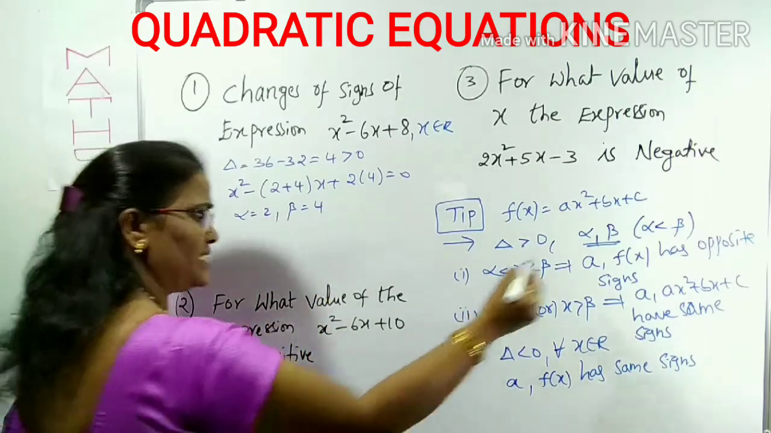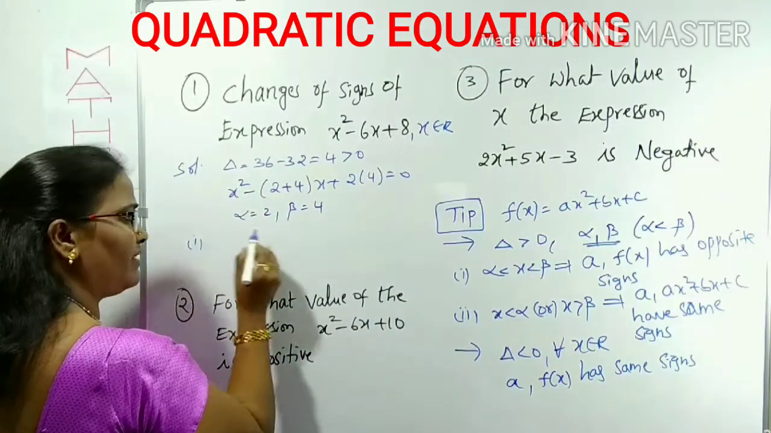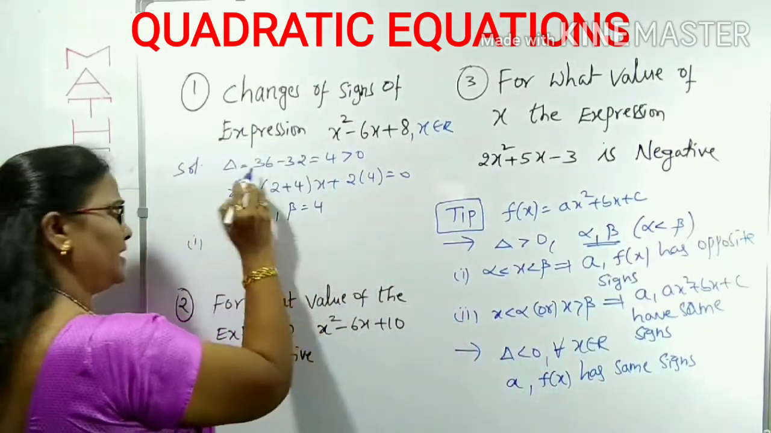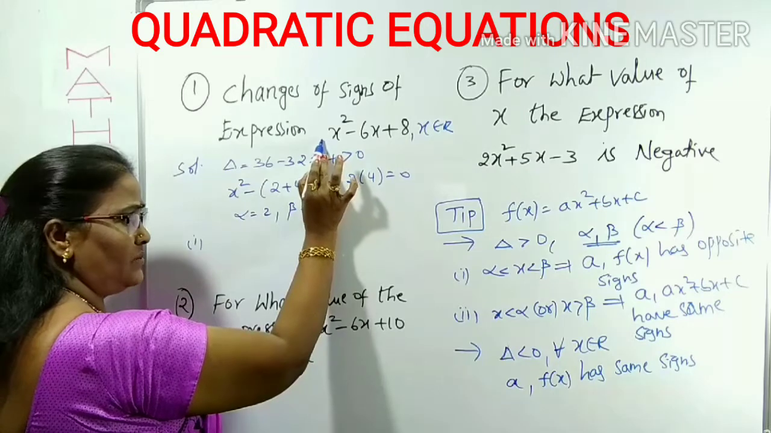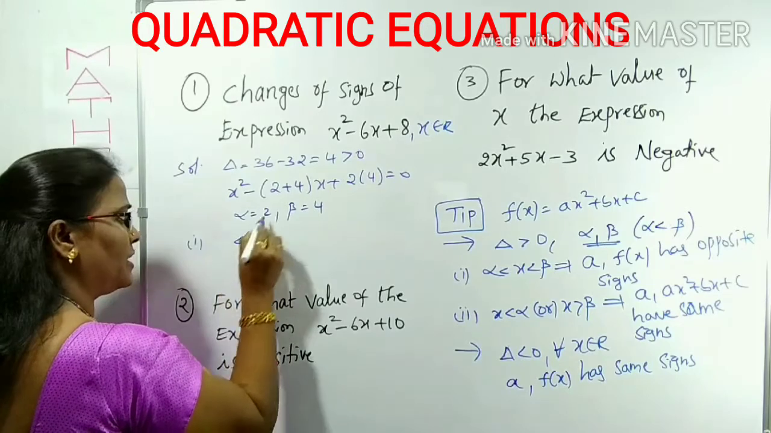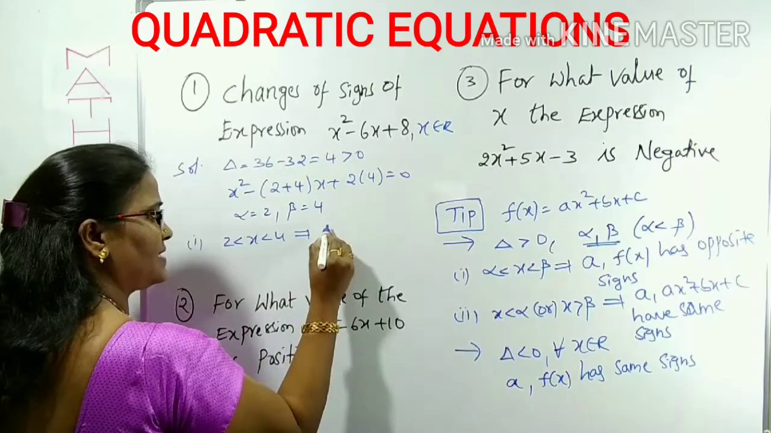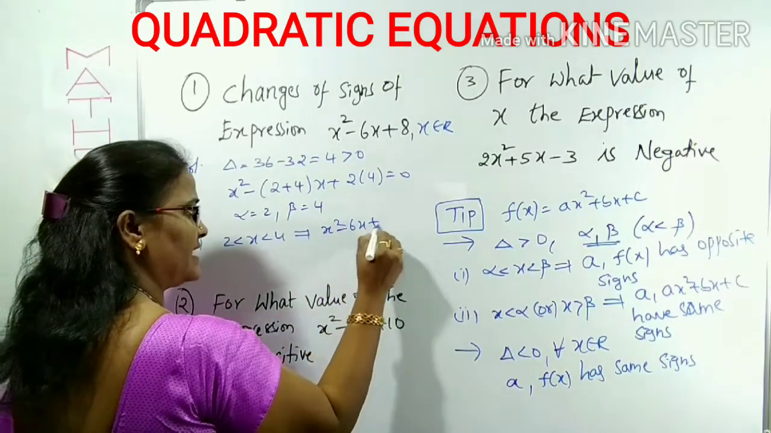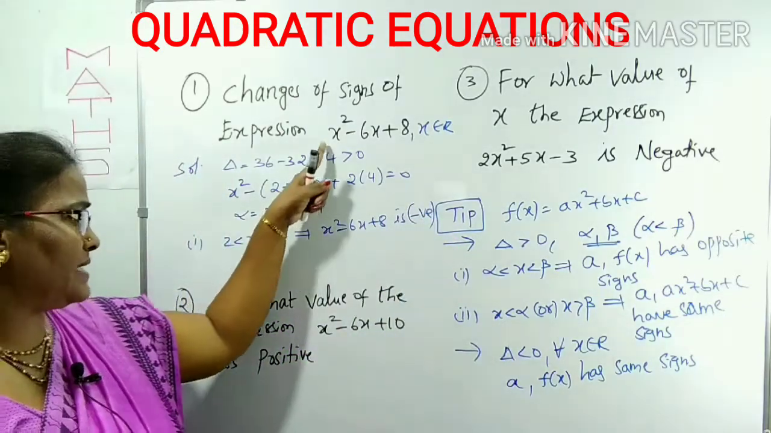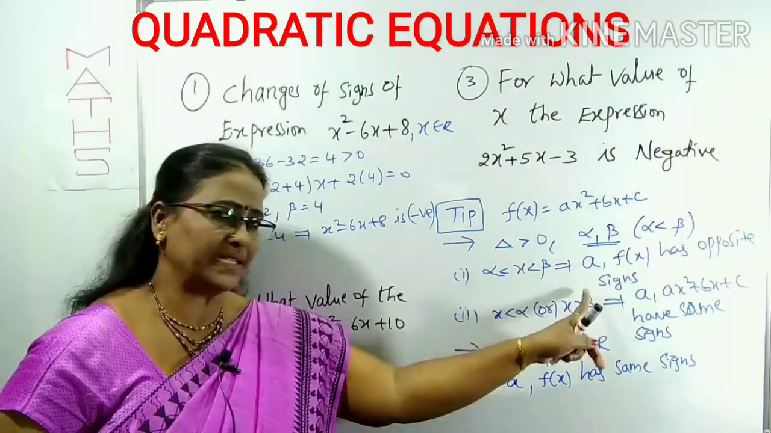Clearly alpha is 2, beta is 4. It has 2 real roots, where alpha is less than beta. Alpha is 2, beta is 4. What is the first case? For what value of x does this have opposite signs? Opposite signs means, what is a here? A is 100% 1, greater than 0. The expression should be less than 0 for every x belonging to alpha to beta, meaning 2 to 4. 100%, what is the expression? f(x) is x square minus 6x plus 8, which is negative. Why is it negative? Because a here is 1, positive. This must be negative because both have opposite signs.